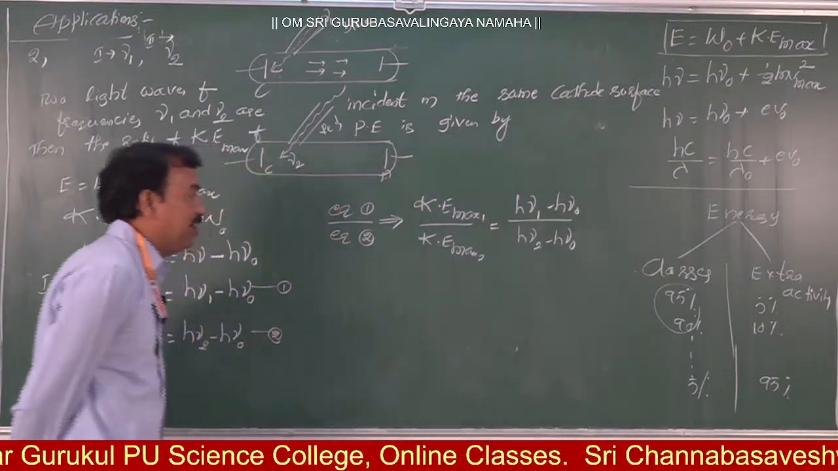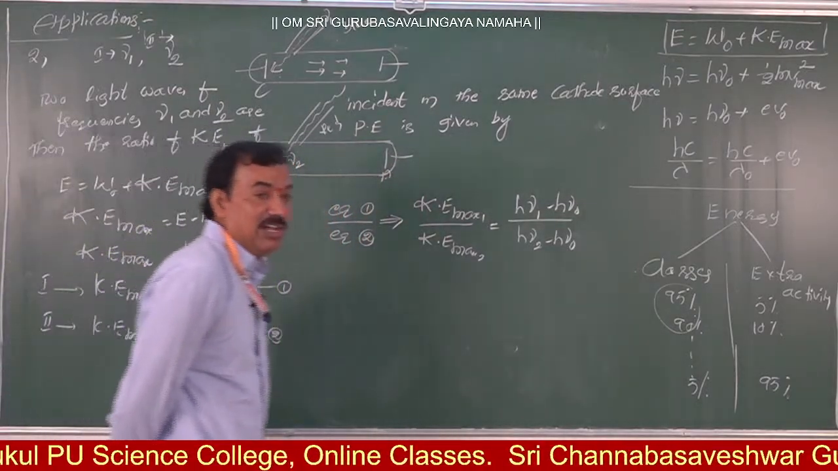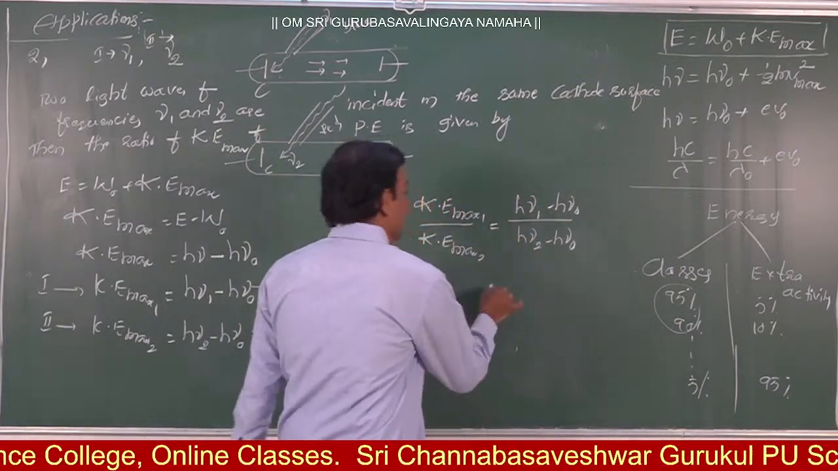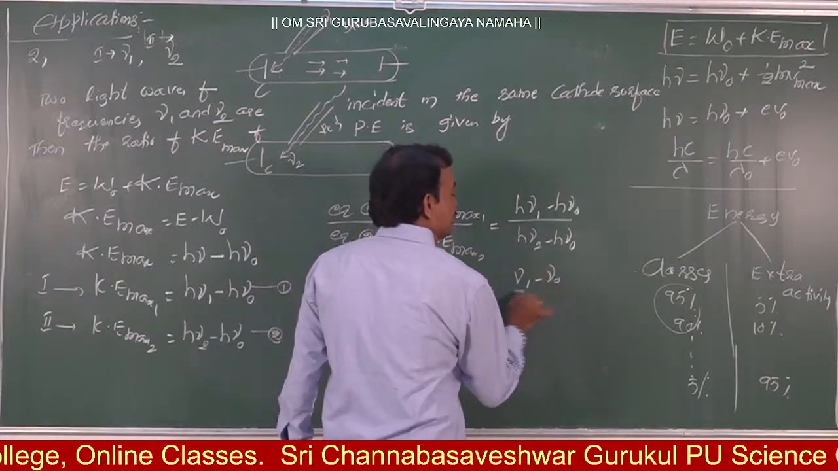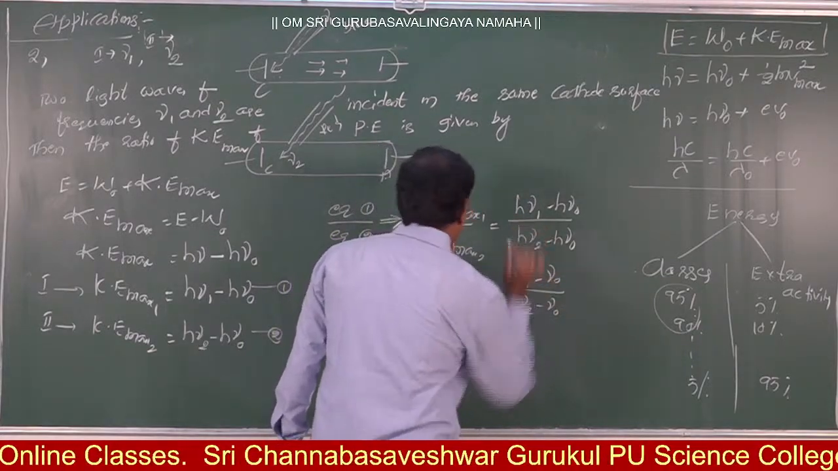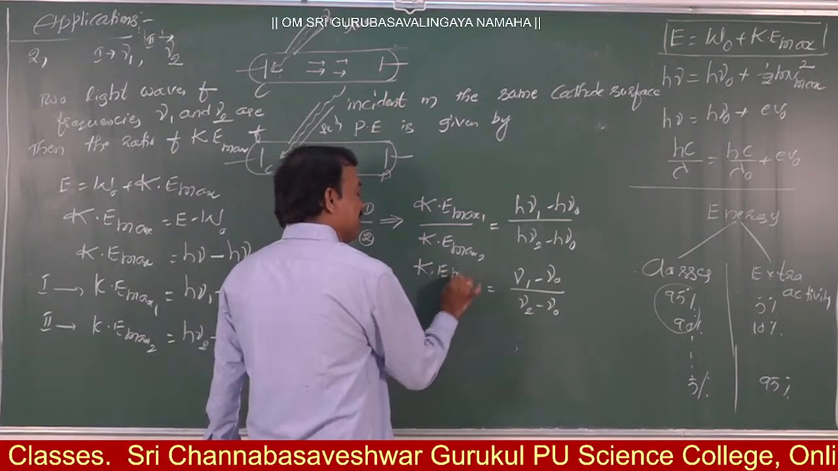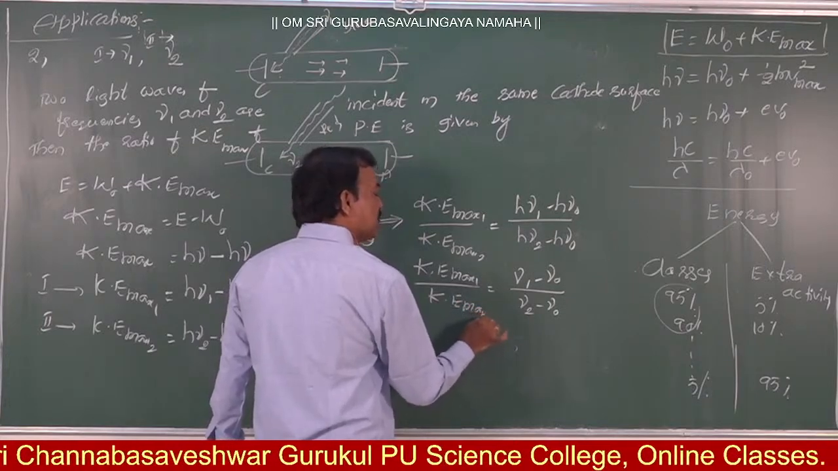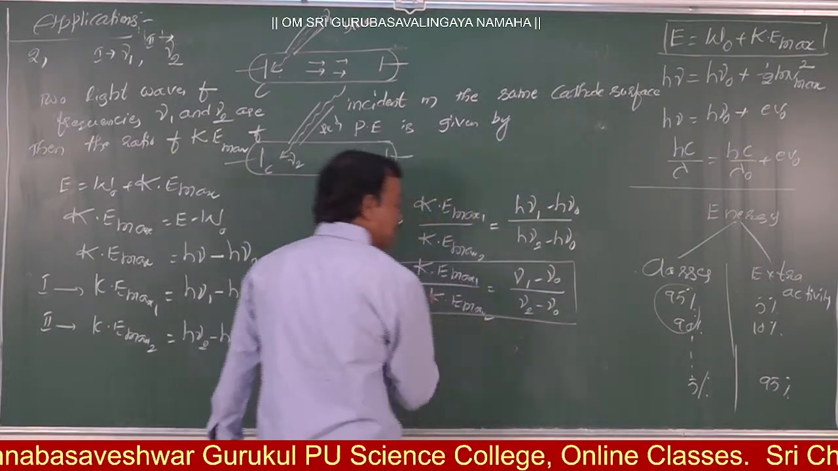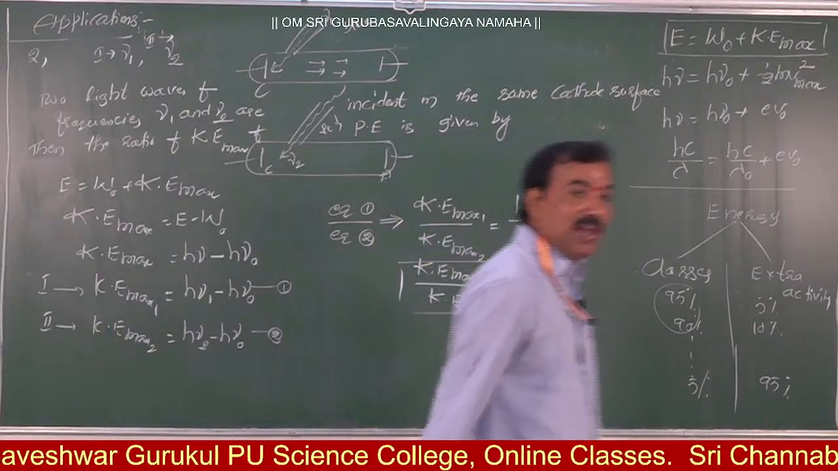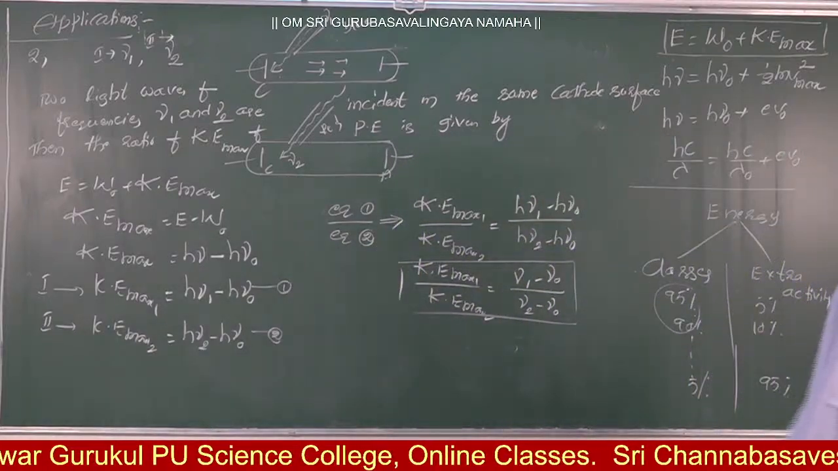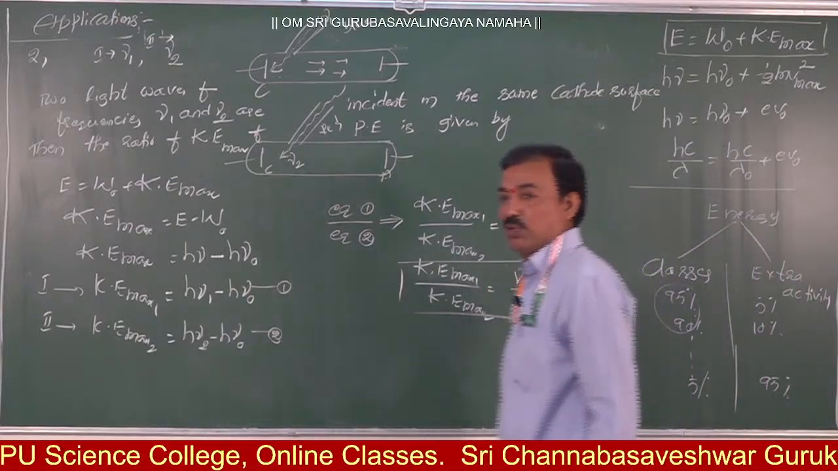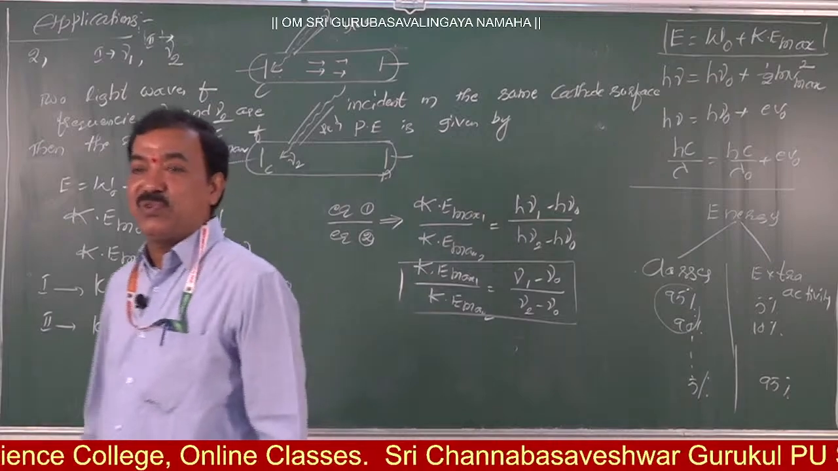Just think about this. In the numerator and denominator, h is constant, so it cancels. So this is equal to ν1 minus ν0 by ν2 minus ν0. So KE max 1 by KE max 2 is equal to ν1 minus ν0 by ν2 minus ν0. If you know this application, you will get the answer to this type of question within 1 or 2 seconds. If you don't know the application, it will take some time.